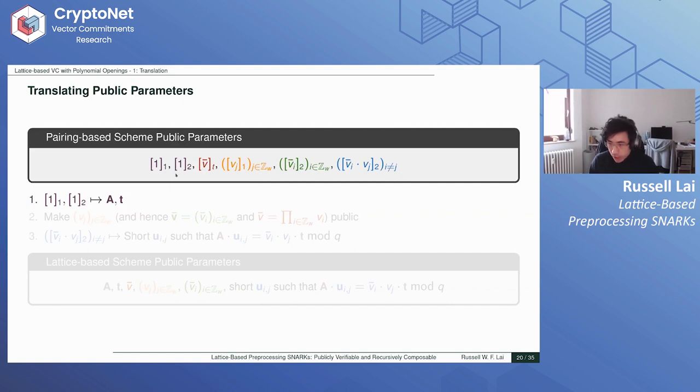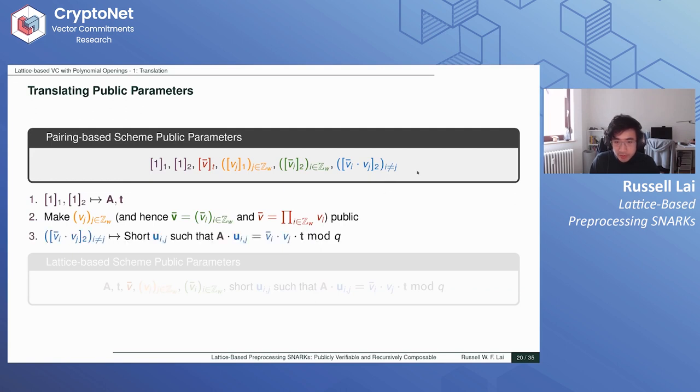As the first step, we are going to translate this group setup into a lattice setup. Namely, we turn these generators of group one and group two into our public matrix A and public vector t. Then we are simply going to make these elements vj public. So unlike in the group setting where these vj's are hidden in the exponents, we are just going to make them public. And consequently, this v bar i as well as the target monomial v bar are also public.